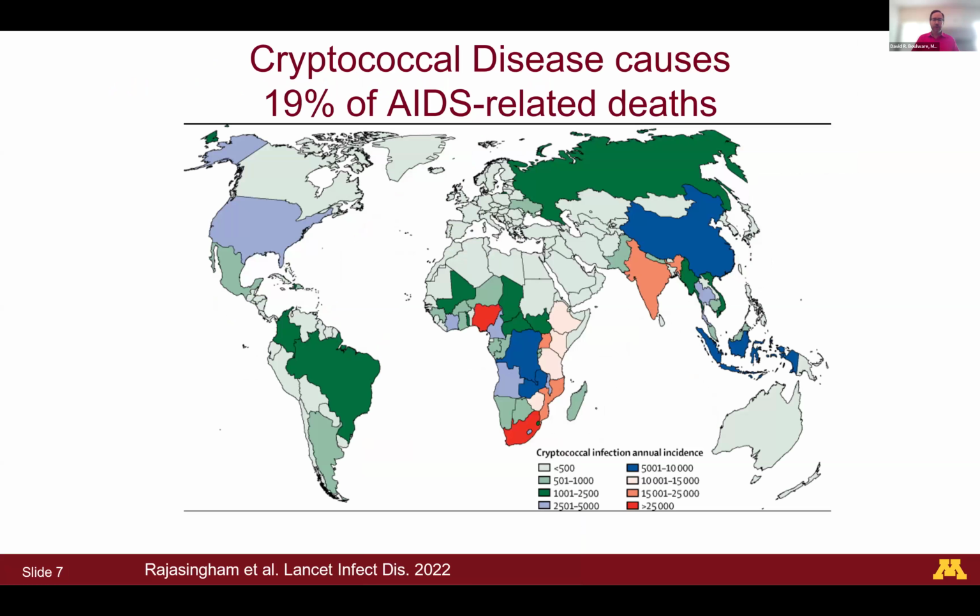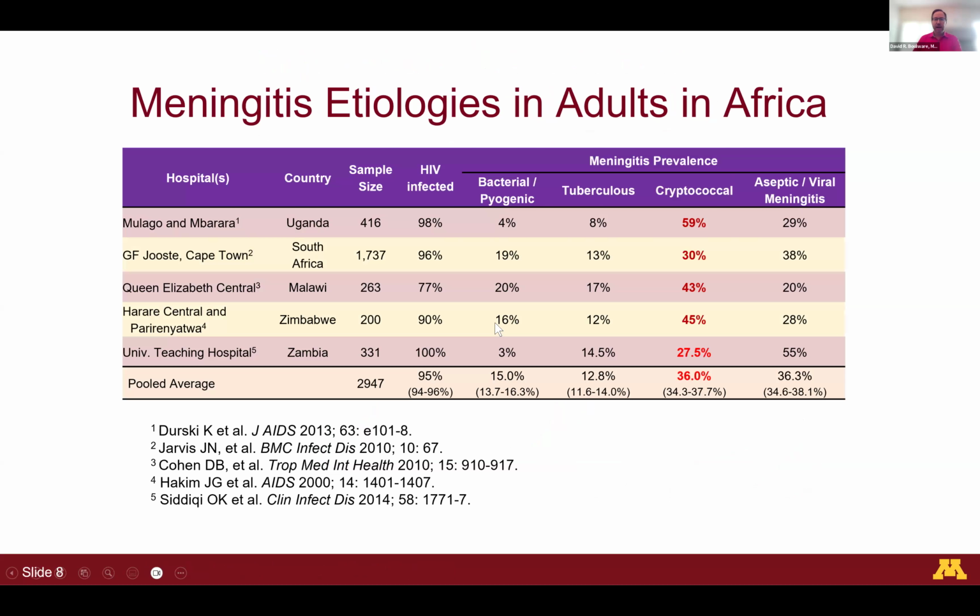So it's not just a pure meningitis, but for simplicity, we do call it cryptomeningitis. Overall, this causes a substantial burden of HIV-related deaths globally. The estimate in 2020 was 19%. Even though it's certainly less common than TB, it's highly deadly when people do develop it.